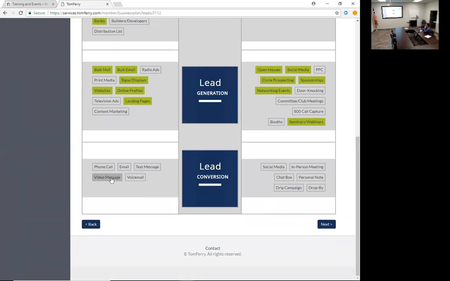Lead conversion. So definitely phone call. My phone skills are up to par. I need to do video messaging, which is huge. This is a very big source of how I've gotten really good returns, by sending video emails. I was doing it a lot more in the beginning of the year and I backed off. So this is something that I need to kick myself and do more of.